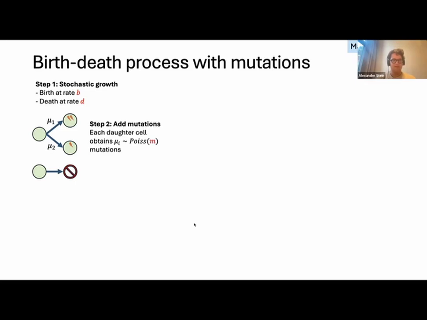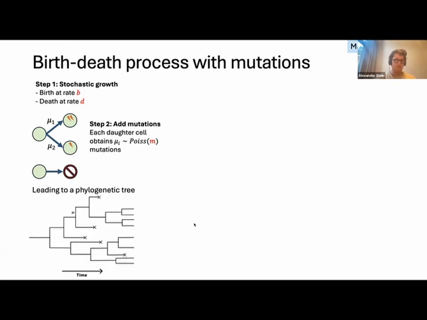And then in the second layer, we add mutations on top. So we couple the mutations to divisions. For each division, each daughter cell obtains mu1 or mu2 mutations, where mu follows a general Poisson distribution, and we assume that they are independent of each other. If we propagate this process forward in time, we obtain this phylogenetic tree, where, of course, at the end we only observe the cells that survive.